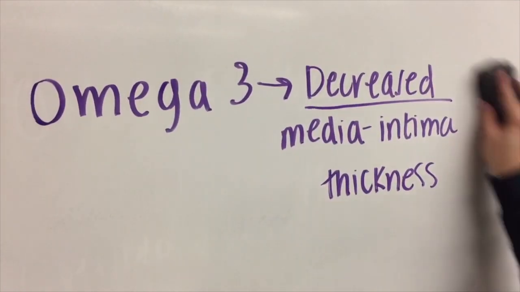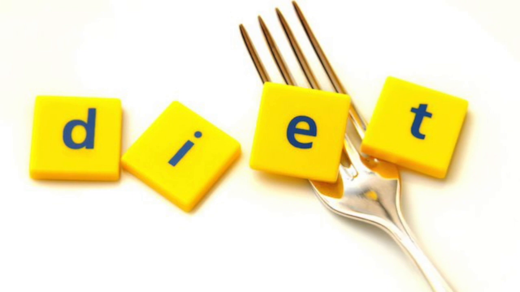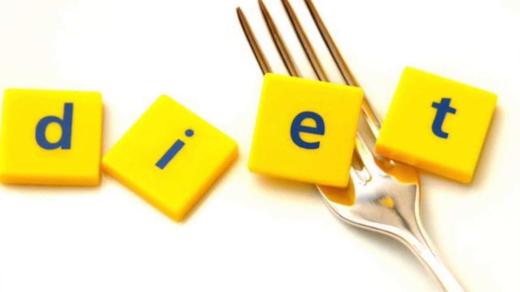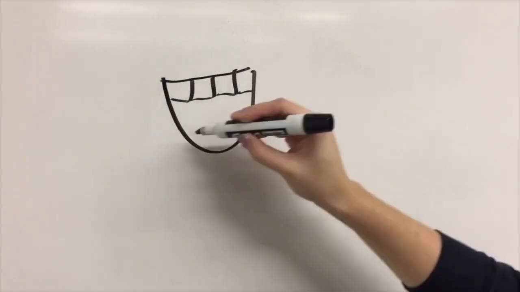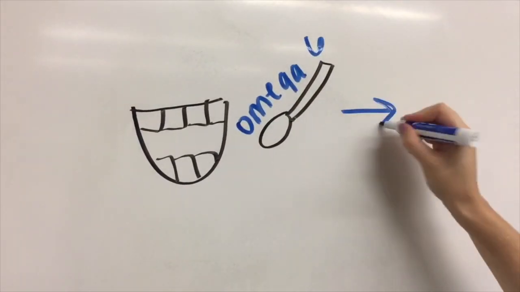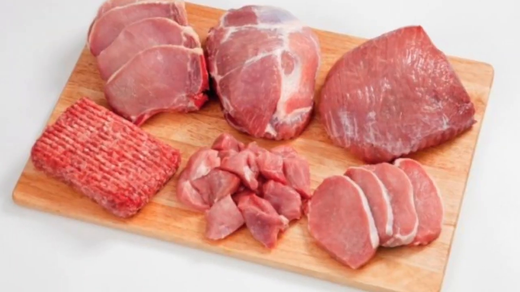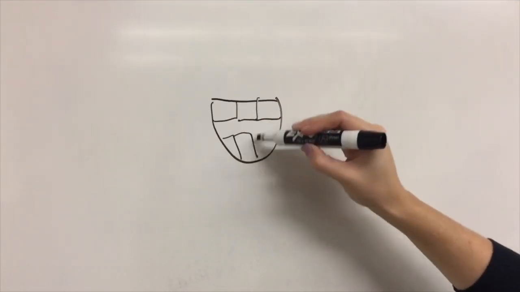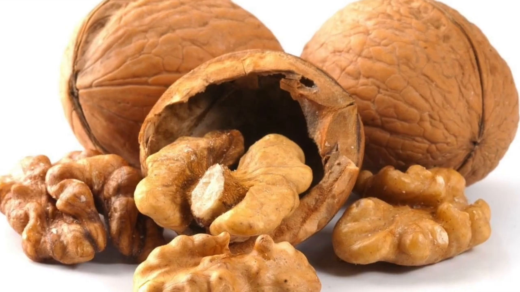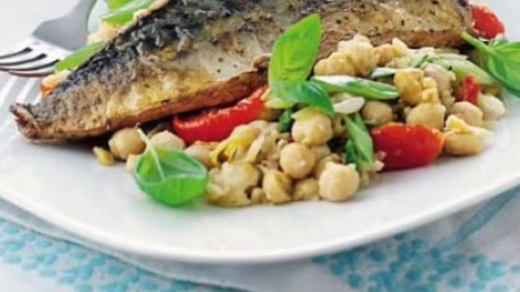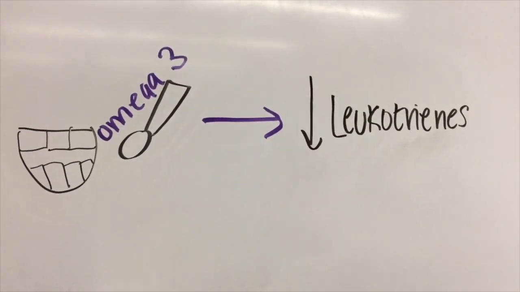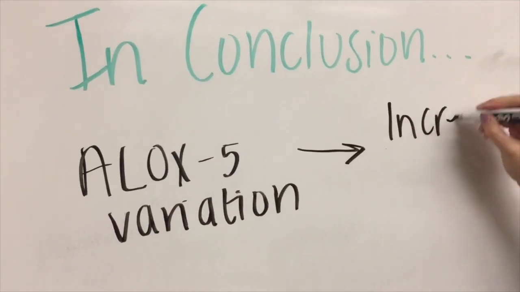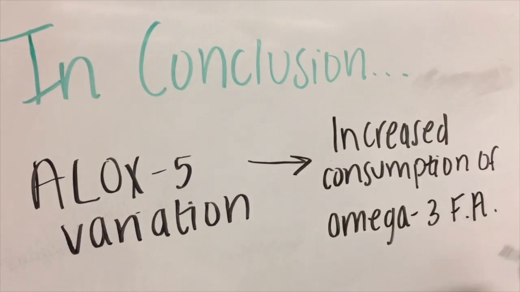So how can dietary intervention come into play with this gene? Well, omega-6 and omega-3 fatty acids are the determinants which affect eicosanoid synthesis. Consuming omega-6 fatty acids, such as vegetable oils, fast food, and animal meats, increases the presence of leukotrienes. On the other hand, consuming omega-3 fatty acids, such as walnuts, salmon, and mackerel, decreases the presence of leukotrienes. So, to help prevent against cardiovascular disease, it's important that these carriers have an adequate intake of omega-3 fatty acids.